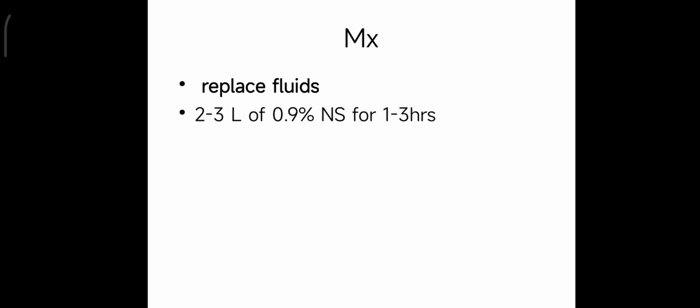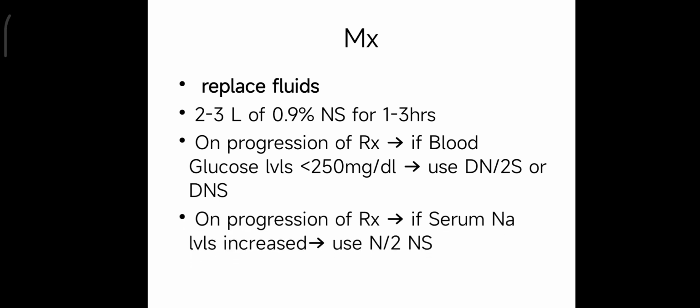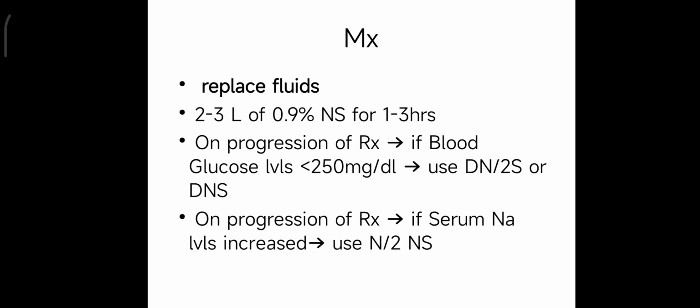How do you manage? We will manage by replacing the fluids. The fluids will be replaced by using normal saline, 2 to 3 liters of 0.9% normal saline over 1 to 3 hours you will give. On progression of the treatment, if the blood glucose level is less than 250 mg per deciliter, then you should use dextrose normal saline. And on progression of treatment, if serum sodium levels are increasing, then use N/2 NS.